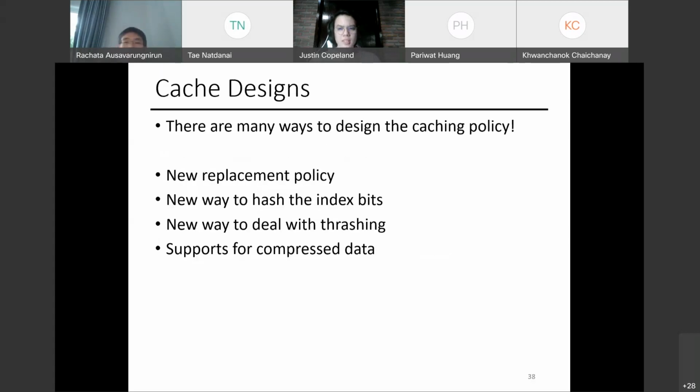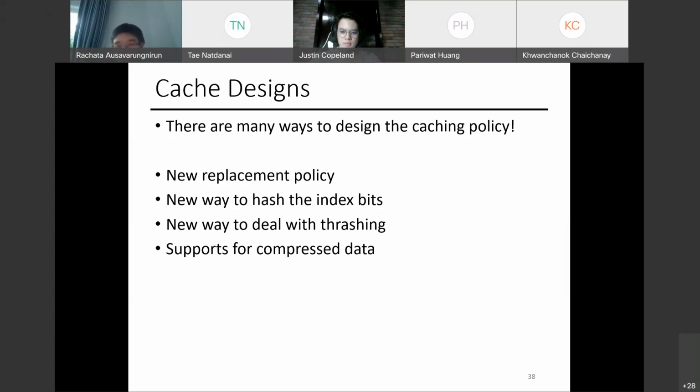And think about it. I kind of want to leave it with this. From the hardware point of view, we design hardware, so you can design how we are going to manage the cache. You can have a new replacement policy, a new way to identify index bits to reduce collision, to reduce the chance that everything goes to, say, set 3 and set 4. You can hash it. There's actually a paper that says, let's hash the index bits to distribute the access across all the sets. There's a new way to deal with thrashing. You can even support compressing the data to fit it in the cache.